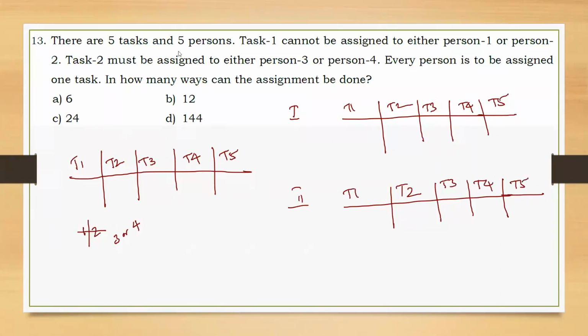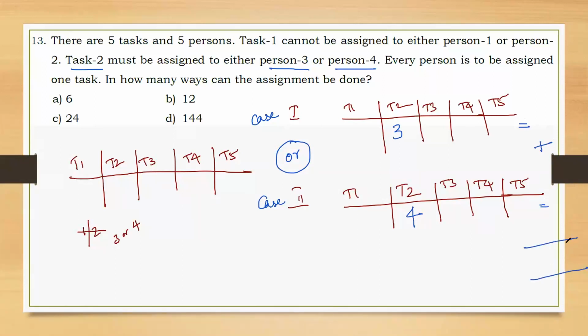So listen carefully, now I am going to apply. Given that task 2 must be assigned to person 3 or person 4. Suppose I assign task 2 to person 3, what is the number of ways? If I assign task 2 to person 4, what is the number of ways? That's all. Either case 1 or case 2. Or means nothing but plus. Need to add both the numbers of ways.